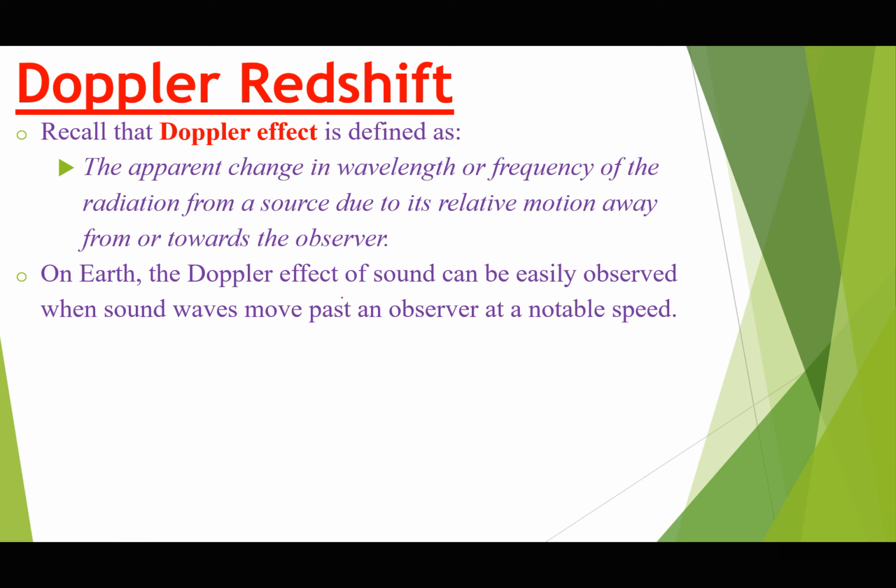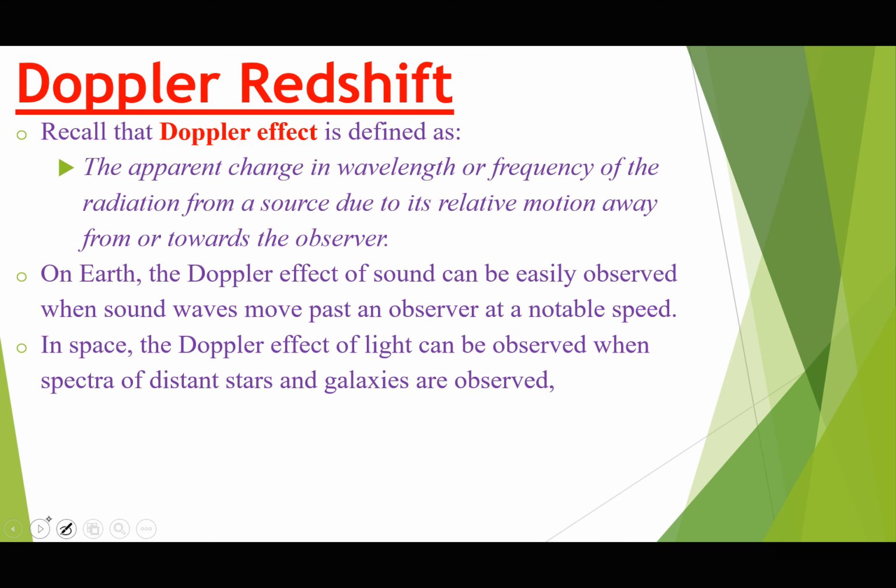On Earth, the Doppler effect of sound can be easily observed when sound waves move past an observer at a notable speed. We always experience this when an ambulance approaches us and when it moves away from us. When it approaches us, we notice a high frequency, which is equivalent to a decrease in wavelength. And when the ambulance passes us, we notice a low frequency, which is equivalent to an increase in wavelength. So away is associated with an increase in wavelength, and towards is associated with a decrease in wavelength.